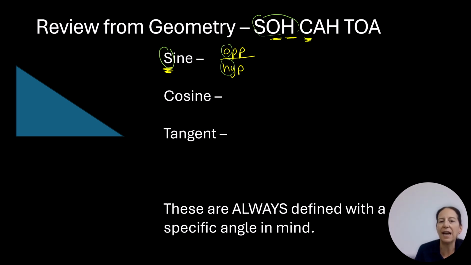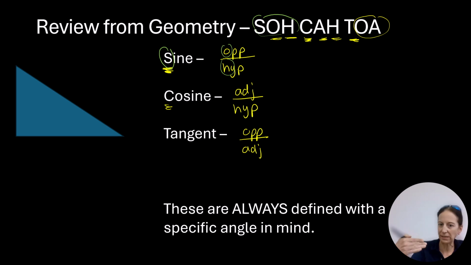Cosine is your C, and you'll see that that goes with A and H, and we know that A is the adjacent, and so this is the adjacent over the hypotenuse. And again, the cosine of a particular angle, it's always got to be of a particular angle, because if you don't have an angle, then you don't know where the adjacent side is. You don't know which side is the adjacent, which side is the opposite. And then tangent is our last letter out there, and you'll see that's TOA. And so that is the ratio of the opposite to the adjacent. So if you can remember SOHCAHTOA, then you would always have those ratios. And these are always defined with that specific angle in mind.